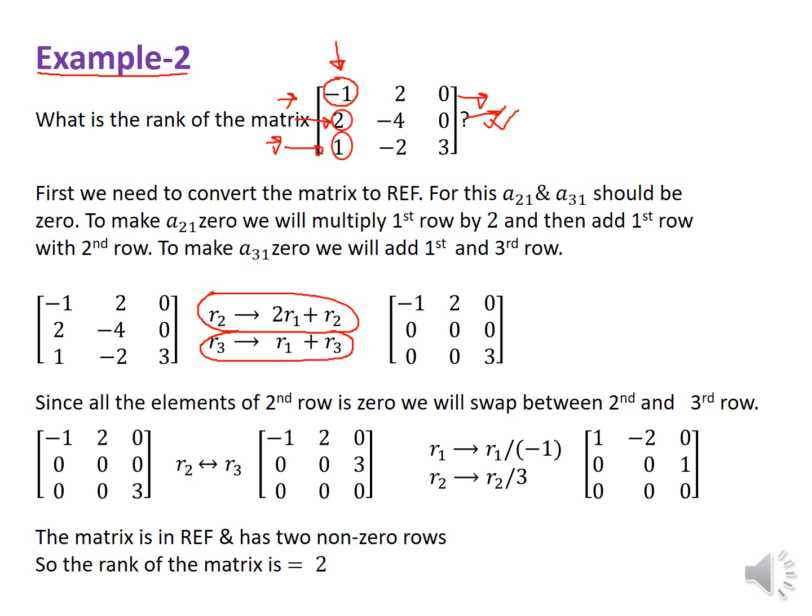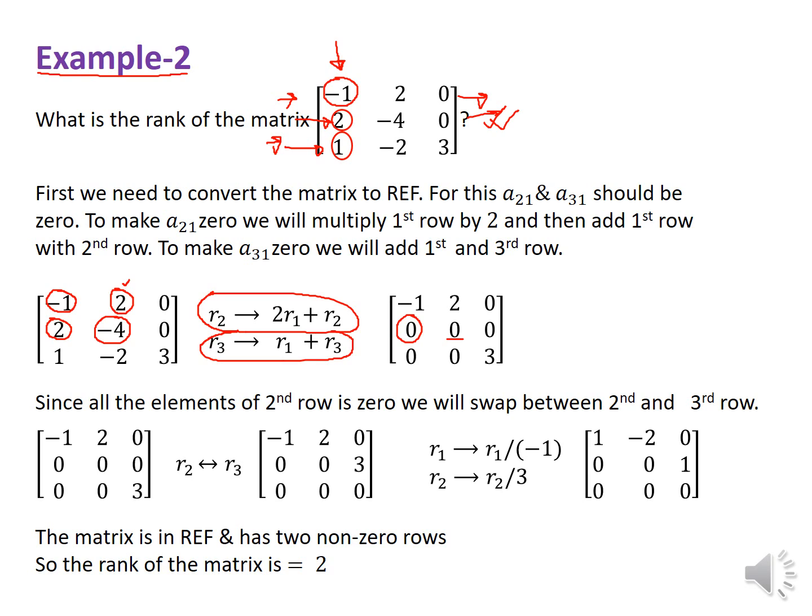Now if we multiply the first element of the first row by 2, we will get negative 2, and the first element of the second row is 2. If we add negative 2 and 2, we will get 0 as the new first element of the second row. And if we multiply the second element of the first row by 2, we will get 4, and the second element of the second row is negative 4. If we add them, we will get 0 as the new second element of the second row.